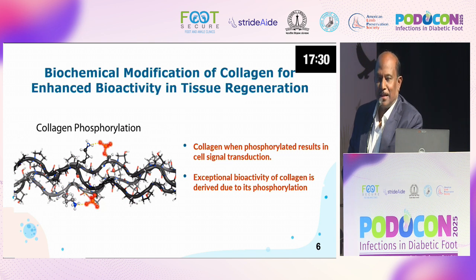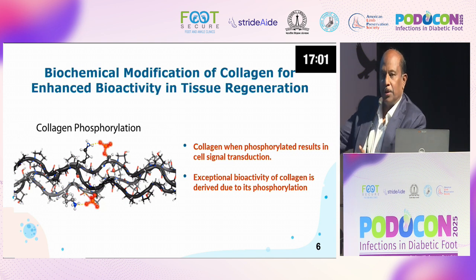So this is the second aspect of the advantages of type 1 collagen. What we have is the next level of modification of the protein, called phosphorylation. Probably you have heard of post-translational modifications of a protein. This is one of the essential things from the biological aspect of our metabolic system and our physiological system.